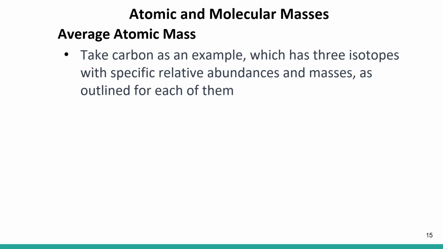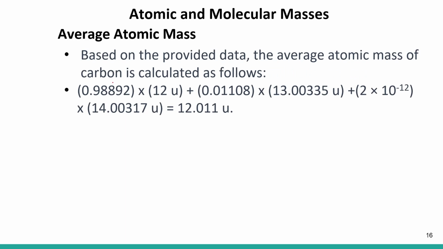I am taking the carbon atom for this. I have discussed earlier that it has many isotopes. So how will I do it? Suppose this is the relative abundance of 12U, this is the relative abundance of 13U, and this is the relative abundance of 14U. Simply, we will multiply those abundances with their atomic mass units and sum it. Then we will get the average atomic mass of carbon. It comes out to be 12.011 atomic mass units.